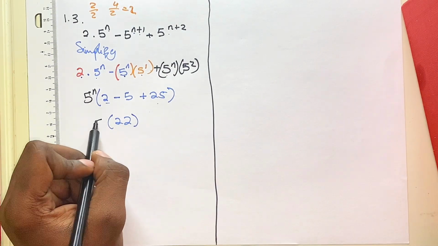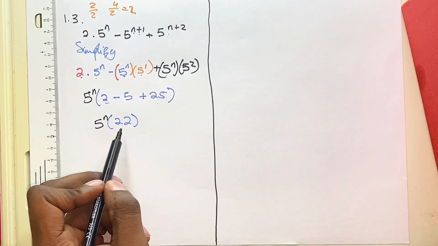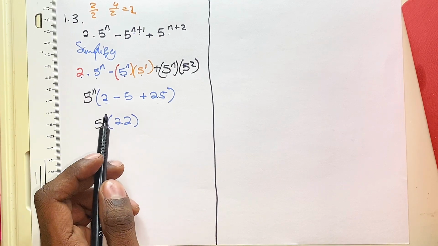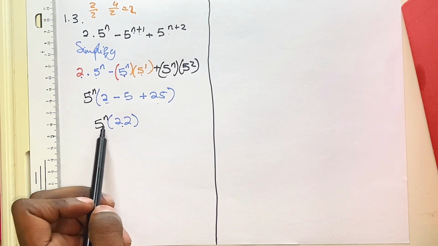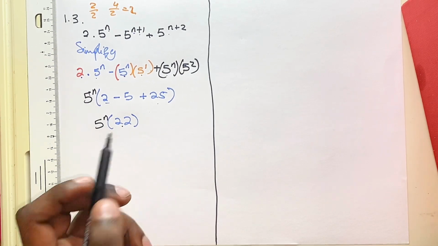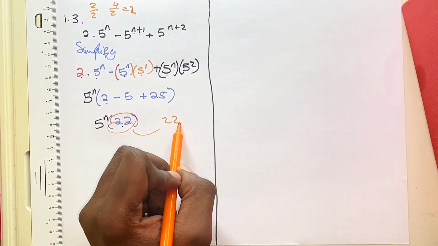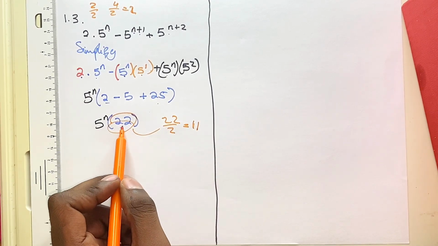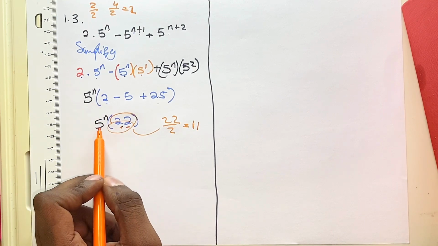And we have 5 to the power n on the outside. Now, when a number is multiplied by an even number, it will be an even number. Because 22 is an even number. If you take 22 and divide it by 2, it will give you 11. It gives you an integer, which means 22 is an even number. So whatever this is, if you multiply it by 22, the answer will be an even number.